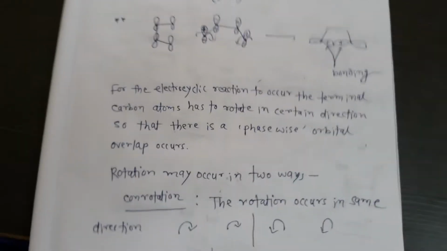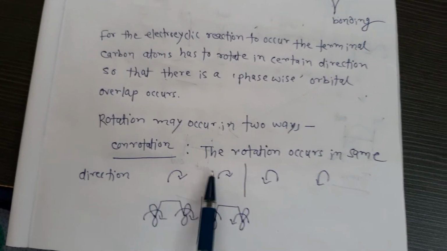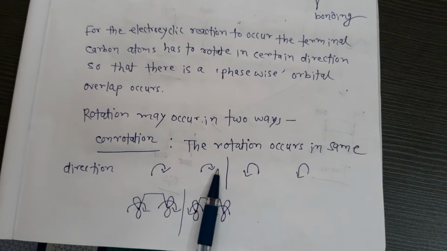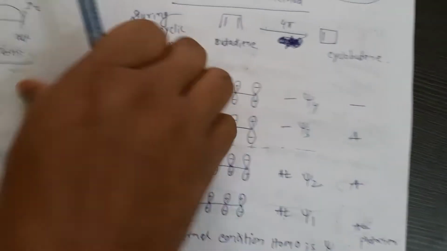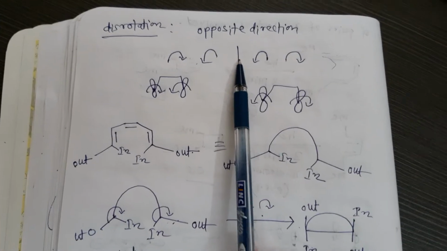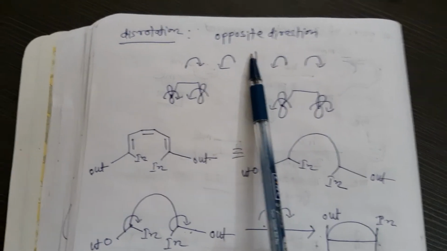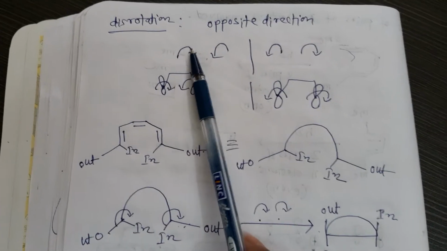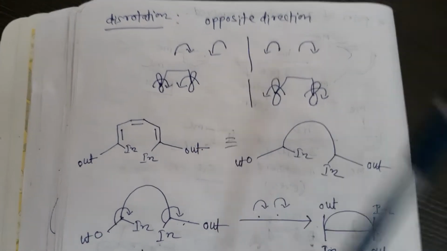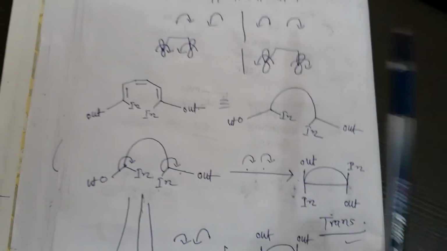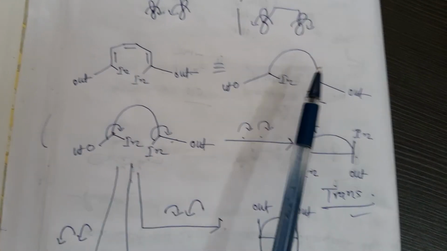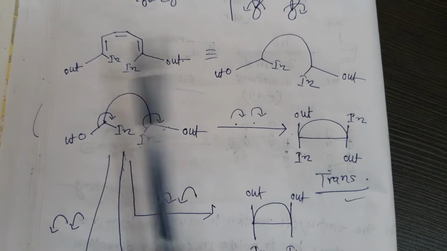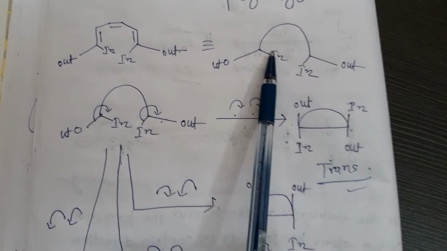One is conrotation, which means the two rotations should be the same, either clockwise or anti-clockwise. And the second one is disrotation. Disrotation means opposite direction: if one is clockwise, the other should be anti-clockwise. And this alkene is represented as in group, meaning inside, and this is outside.